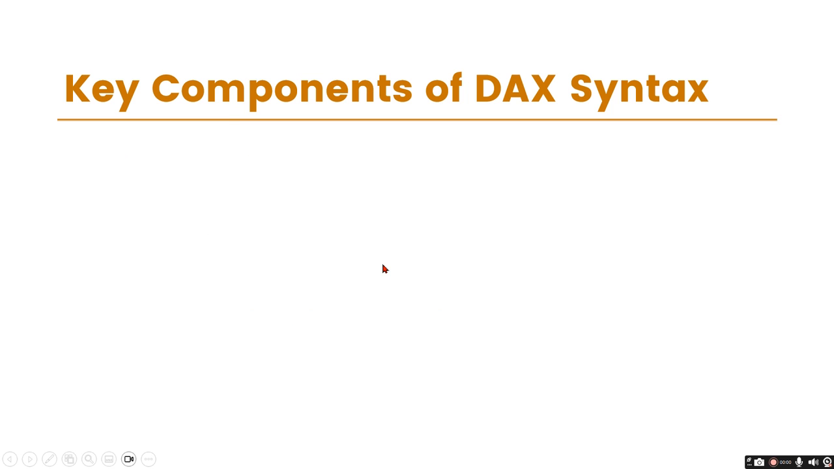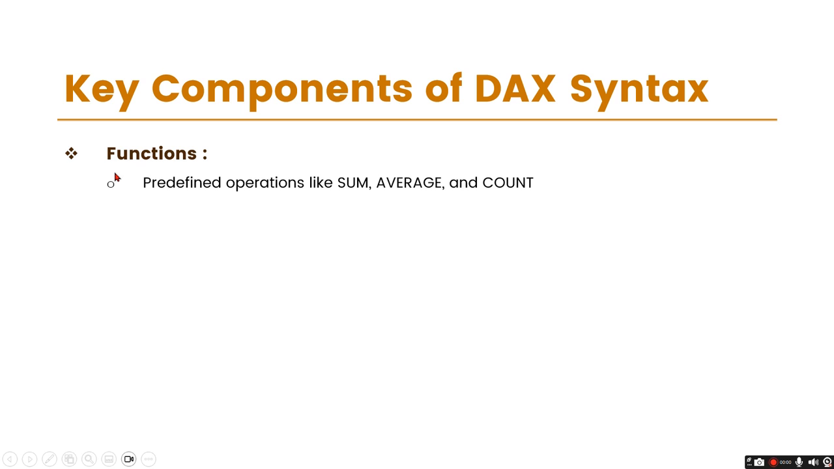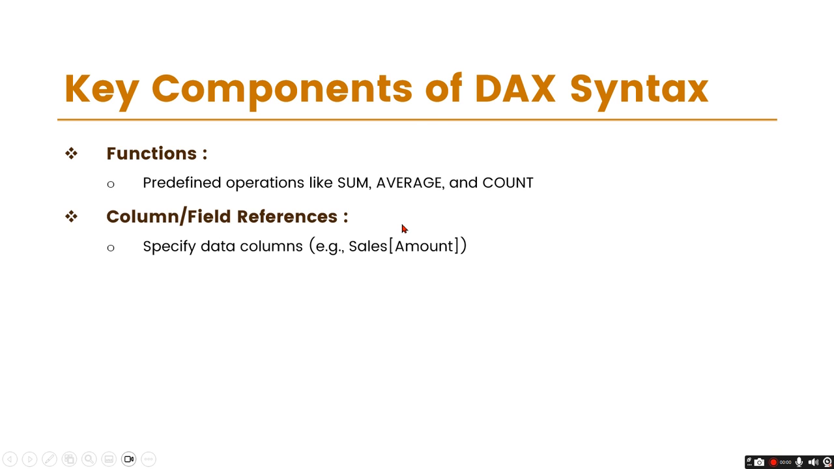Alright, let's understand the key components of DAX syntax. Function, as I mentioned, we have functions like SUM, AVERAGE, COUNT, MIN, MAX. There are many predefined functions in DAX. I just showed you an example of SUM. Then we have the column, which we specify along with the field reference, and also we have the table name. You can see in this case Sales is the table name, Amount is the field.